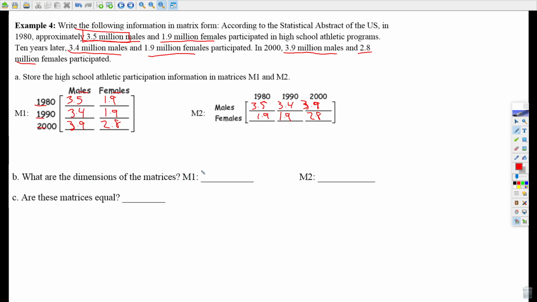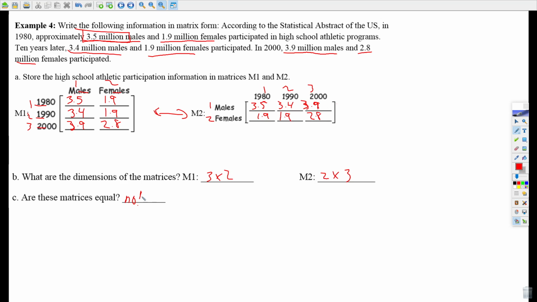All right, so what are the dimensions of M1? This is where they might be a little different. We have 1, 2, 3 rows, so it's a 3 by 2 matrix. And then M2 would be 2 rows by 3 columns. So now the question is, are these matrices equal? Even though they display the same information, they actually are not considered equal.